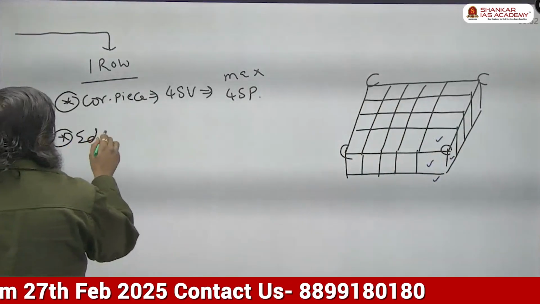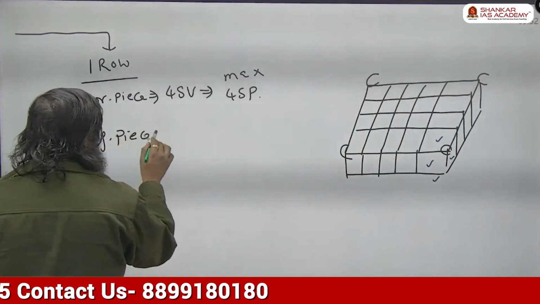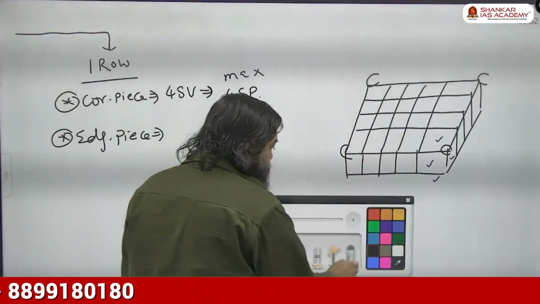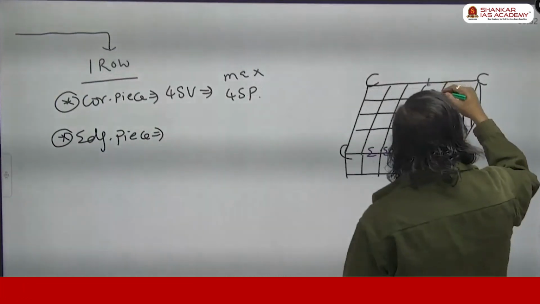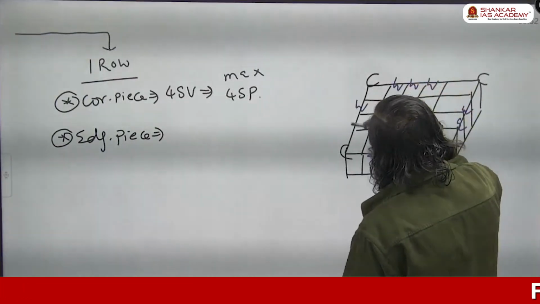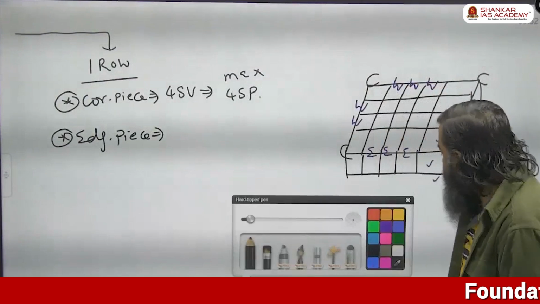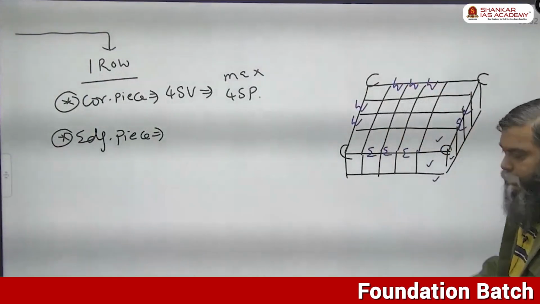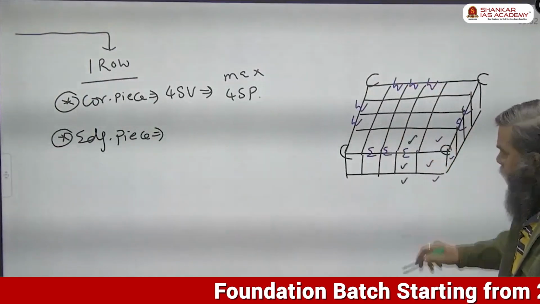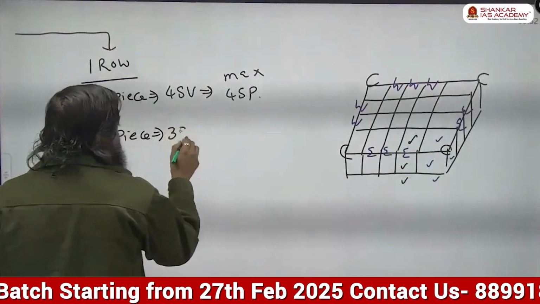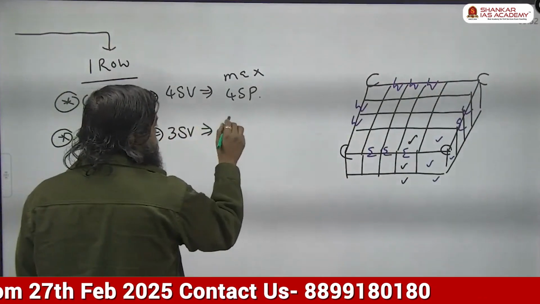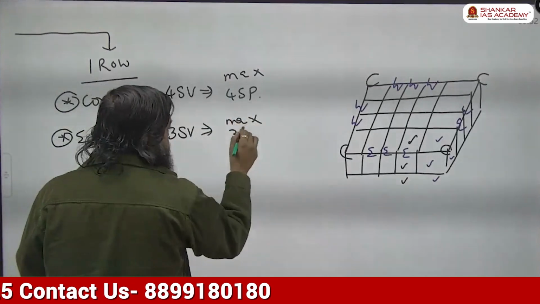Edge piece. Leave the corner, the remaining are called edge pieces. Did you understand? Tell me, out of the 6 sides, how many sides are visible to you? 1, 2, 3. Do you understand this? That means if anybody asks you to paint this edge piece, maximum how many sides can you paint?